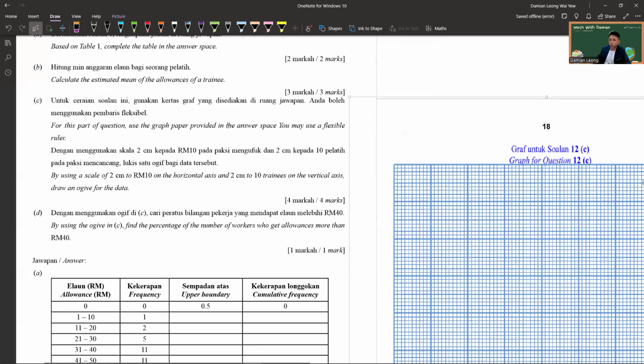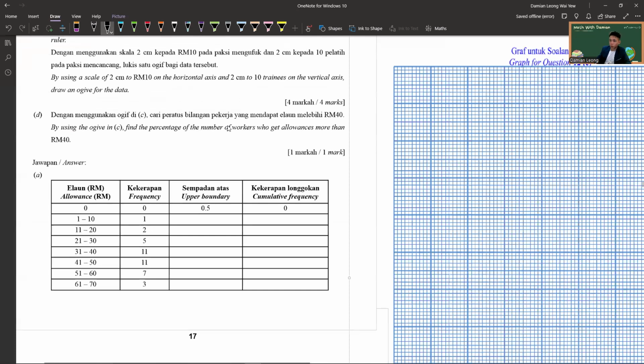So upper boundary, okay, just 0.5 plus the upper limit. So 10.5, 20.5, 30.5, 40.5, 50.5, 60.5, and 70.5. Okay. Then the cumulative frequency, just keep adding the next frequency: 1, 1 plus 2, 3, 3 plus 5, 8, 8 plus 11, 19, 19 plus 11, 30, 30 plus 7, 37, 37 plus 3, 40. Just like that.